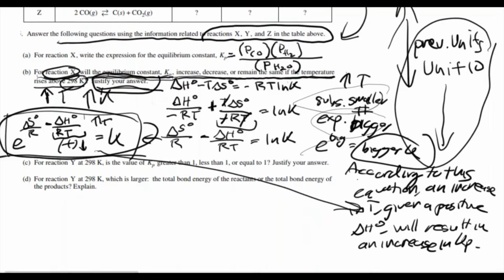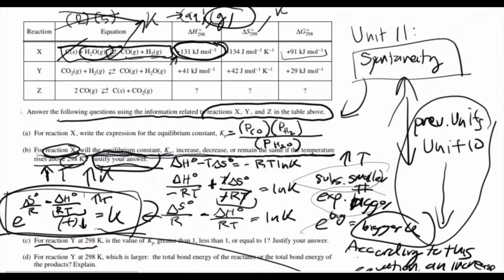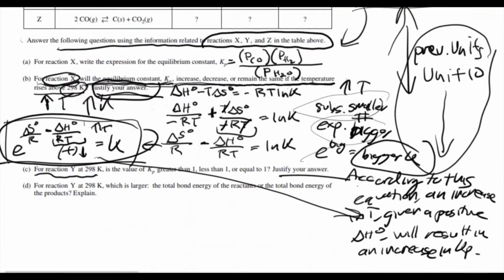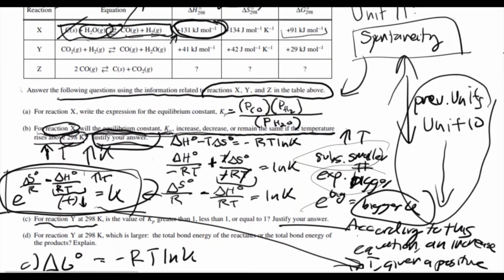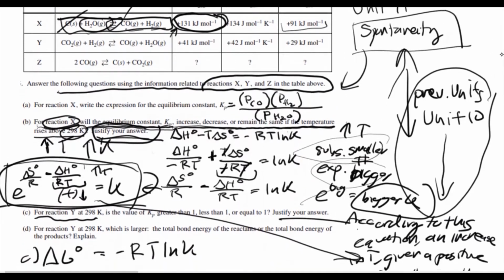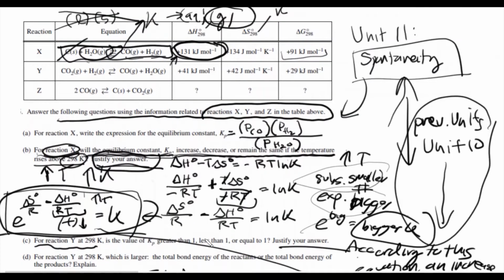Let's take a look at C now. For reaction Y at 298 Kelvin, is the value of Kp greater than 1, less than 1, or equal to 1? Justify your answer. Well, we know that delta G naught is equal to negative RT ln K. And you can see where things are going. We just need to find K. Well, we don't even have to find it. We just need to see if it's greater than, less than, or equal to 1.